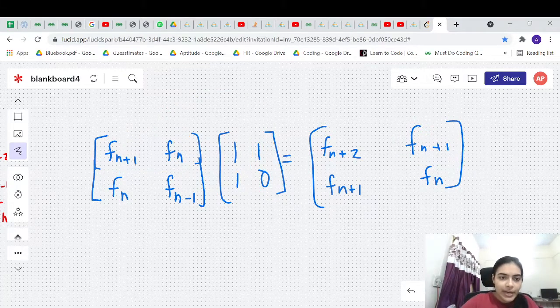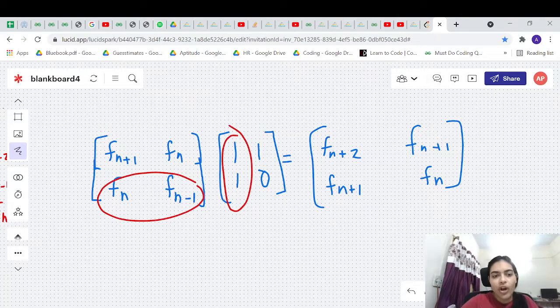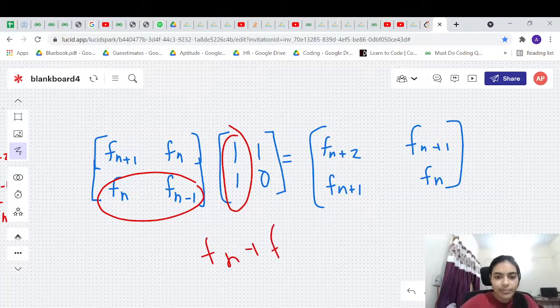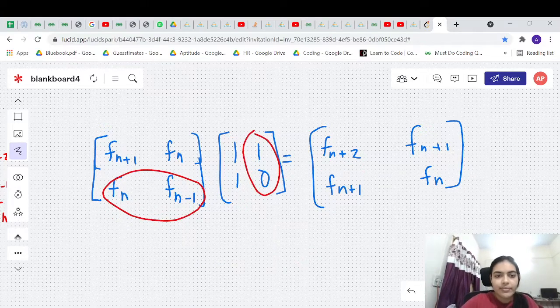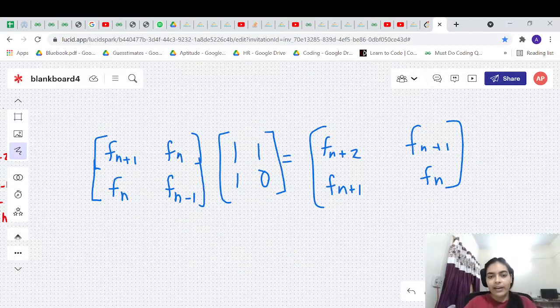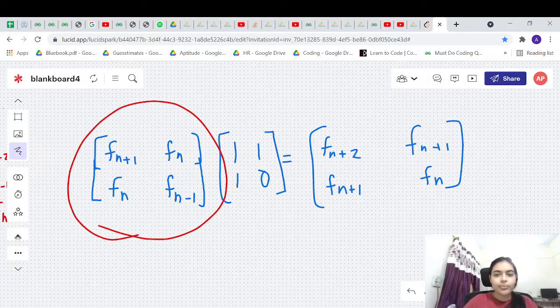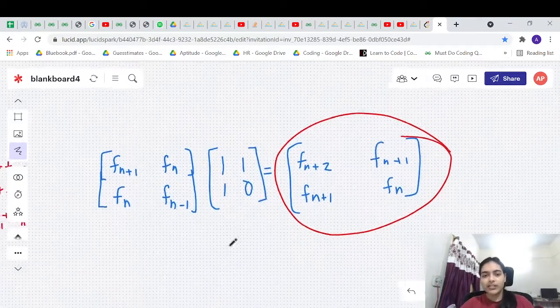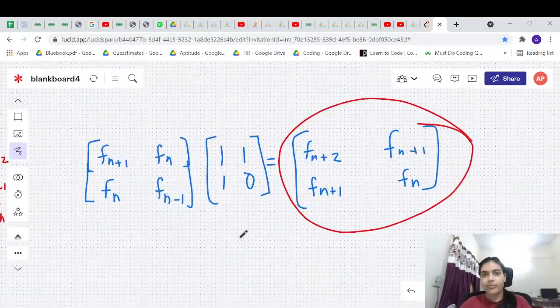Now if we multiply this row with this column, what will we get? We will get this value. F of n into 1 is f of n. If we just add these two terms, f of n plus f of n minus 1, we'll get f of n plus 1. And then if we take this and this value, f of n plus 0, we just get f of n back again. So if we have one input matrix, just multiply it with this. This will give us the next terms in the series. This is one very important and beautiful property.